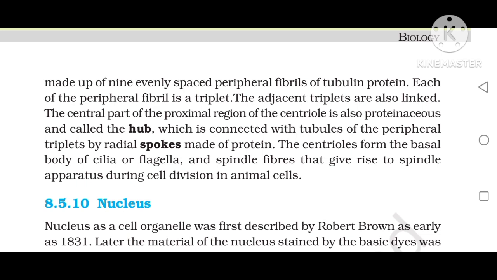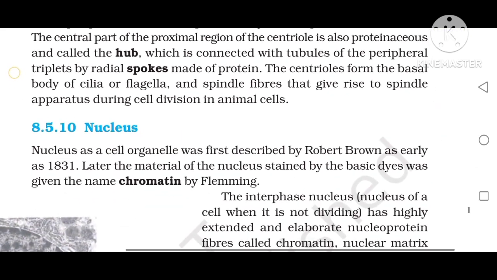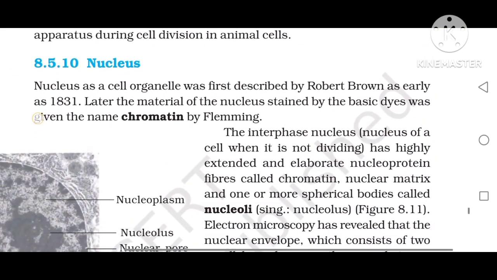The central part of the proximal region of the centriole is also proteinaceous and called the hub, which is connected with the tubules of the peripheral triplets by radial spokes made up of protein. The centriole forms the basal body of cilia or flagella and spindle fibers. They give rise to the spindle apparatus during cell division in animal cells.